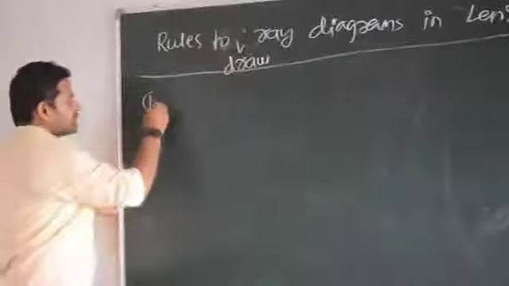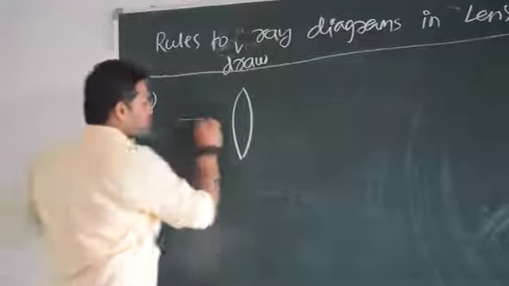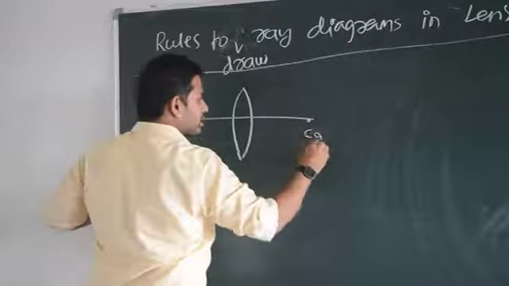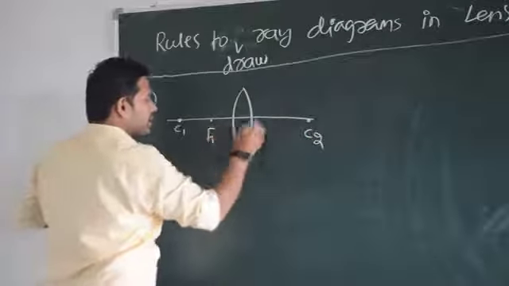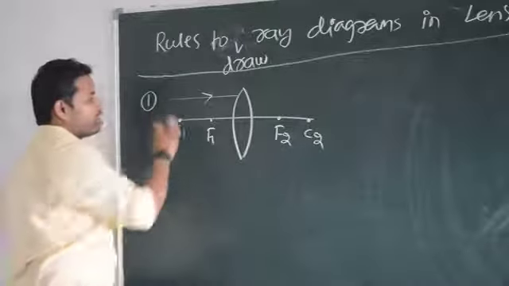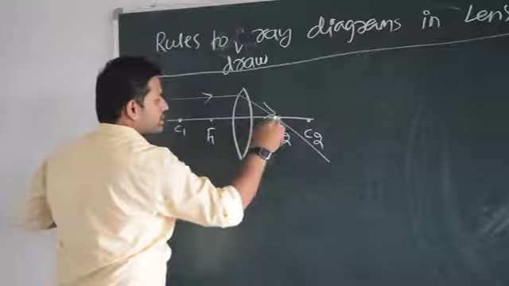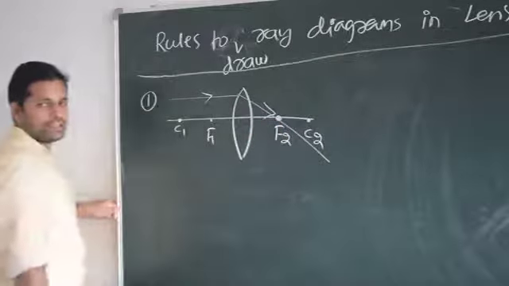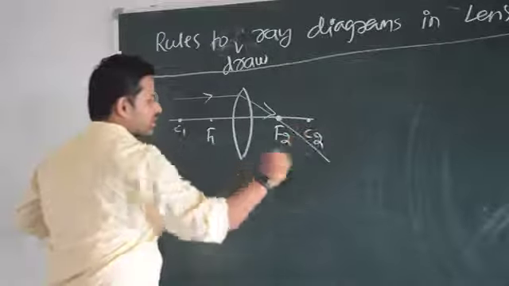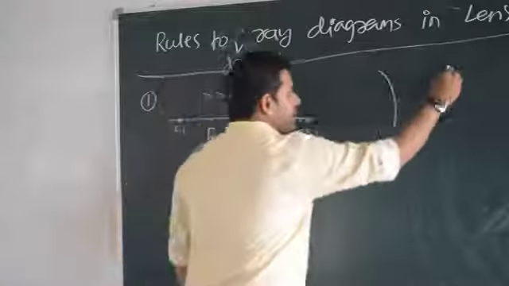First rule is like this. Let us take this biconvex lens. Here I have center of curvature C1, here I have center of curvature C2, and here I have F1 and F2. If any ray of light is parallel to the principal axis, after refraction it passes through the principal focus. A parallel ray of light to the principal axis after refraction passes through the principal focus. Done. Same is the case with the biconcave lens also.